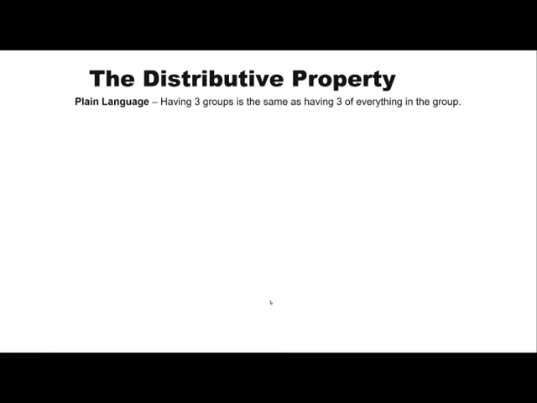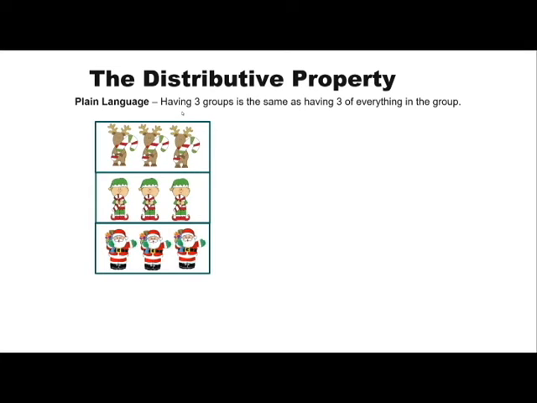Let me give you another example, just a little bit differently. And here in plain language, I've got the distributive property slightly written different. Having 3 groups is the same as having 3 of everything in the group. And here's a picture to illustrate that. In my class, we teach this lesson around the holidays. So I have 3 reindeer, and I have 3 elves, and I have 3 Santas. 3 reindeer, 3 elves, and 3 Santas.